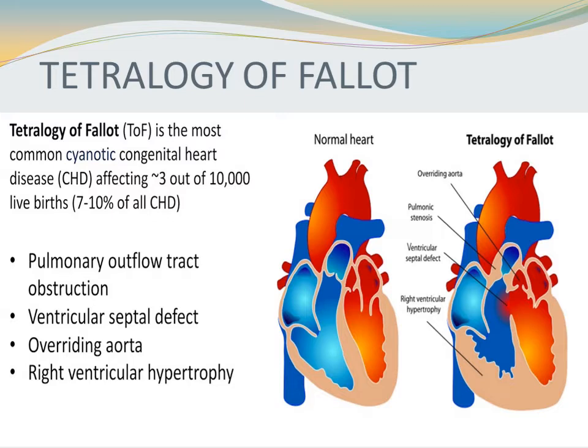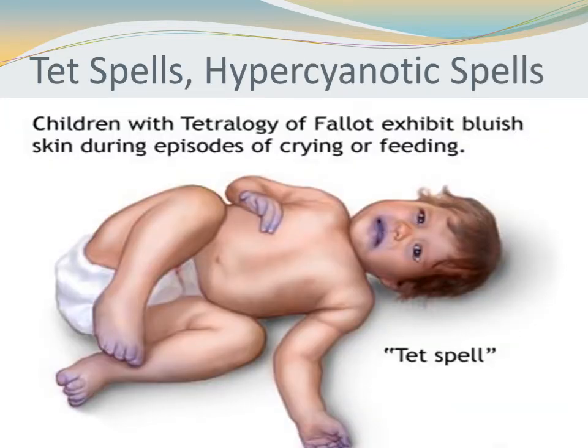As the infundibulum thickens and infundibular stenosis increases with life, in 2 to 4 weeks or maybe 6 months, the child will start developing cyanosis. The shunting will start from the right side of the heart to the left side of the heart. Right to left shunting will lead to cyanosis. Children with tetralogy of Fallot exhibit bluish skin during episodes of crying or feeding or illness, and these are called TET spells or hypercyanotic spells.